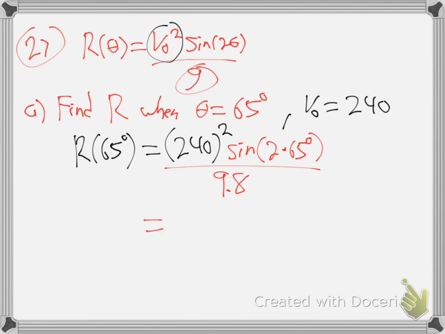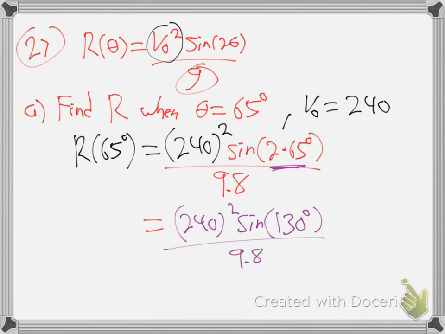Oh, this angle, this will become, what, 240 squared. Here, let me change the color there. Make it easier to see. So this will be 240 squared sine 2 times 65. Isn't that like 130? Over 9.8. Hit the buttons. Whoops, don't break your calculator. 240 squared times sine 130 divided by 9.8 is, I got negative.